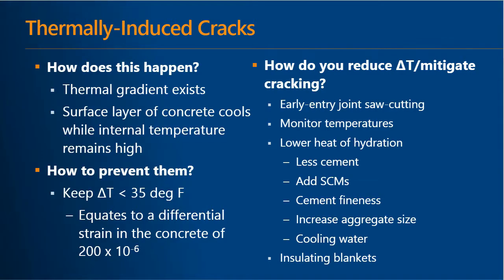And I want to note that you can get thermally induced cracks for both mass concrete elements and non-mass concrete elements. So just because you don't have a mass concrete element doesn't mean that you still may not get a temperature gradient due to, say, ambient conditions. And in literature, that temperature differential, that delta T, equates to about 35 degrees Fahrenheit. That's because that temperature differential equates to an estimate of the tensile strain to induce cracking in your concrete. And so if you try not to get thermally induced cracks, then you should try to keep that delta T less than 35 degrees. I will say I have seen examples where temperature differentials less than that have caused problems though.